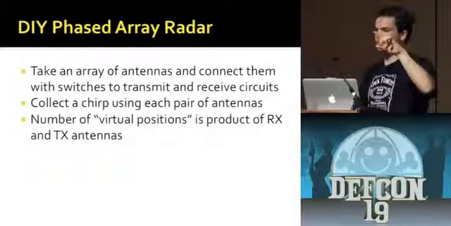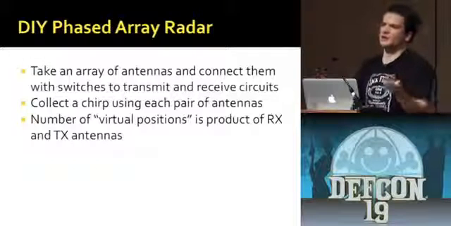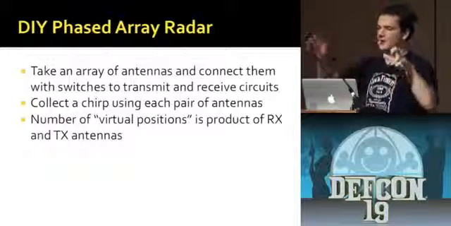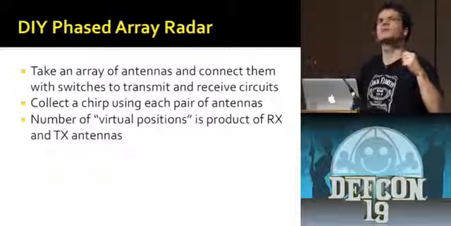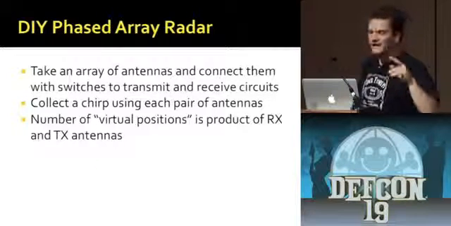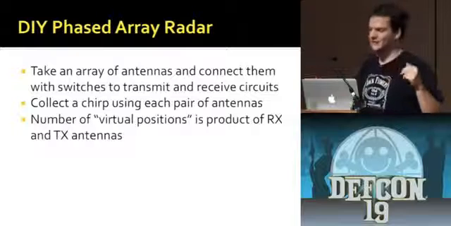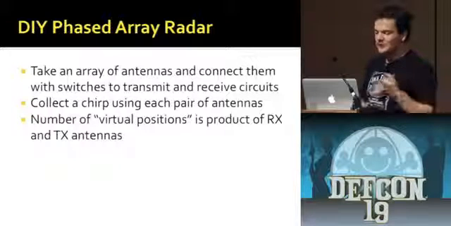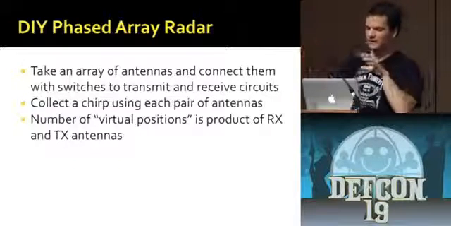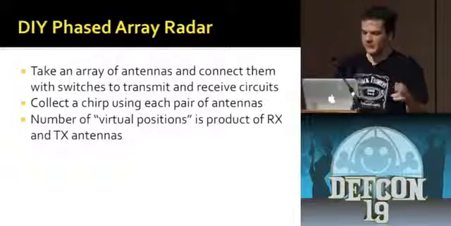And so you can just very rapidly switch between them. Let's say you have 8 on each side. That's 64 different pairs of antennas. You get 64 pairs of virtual antennas that you can take, and you can very quickly generate an image.